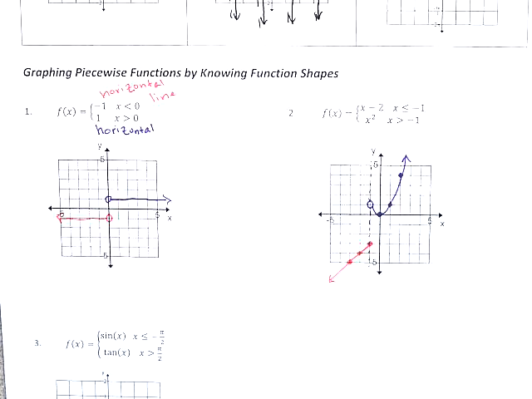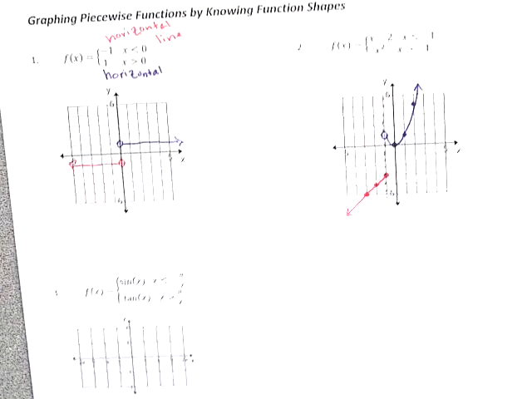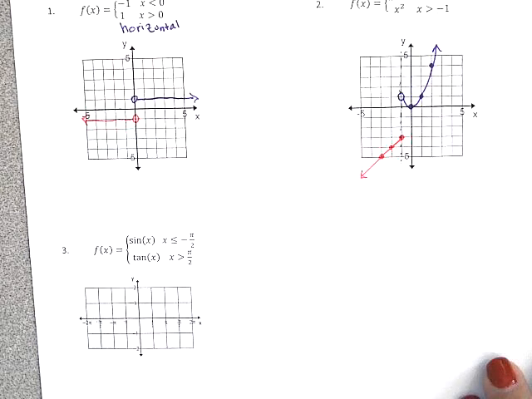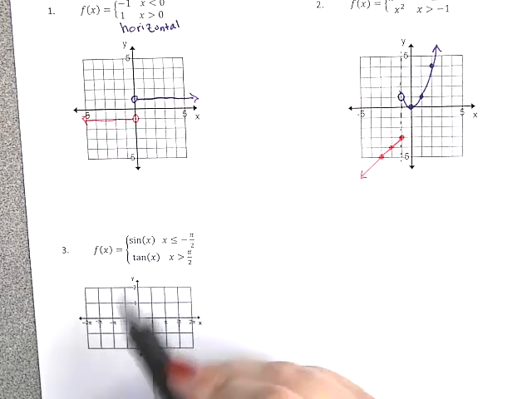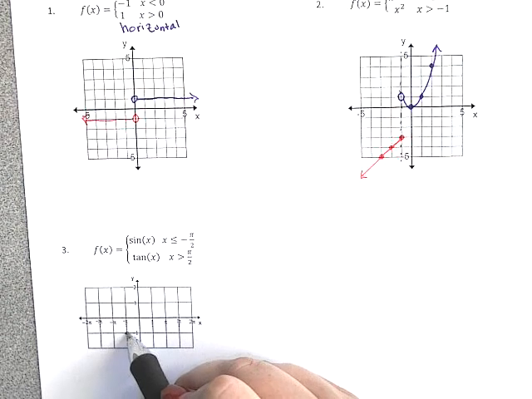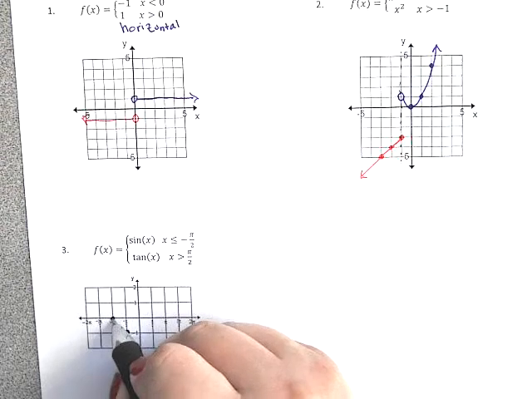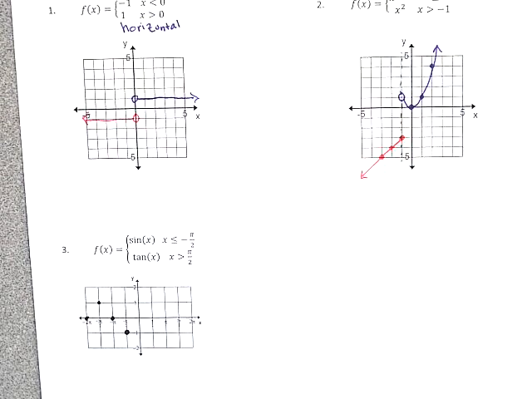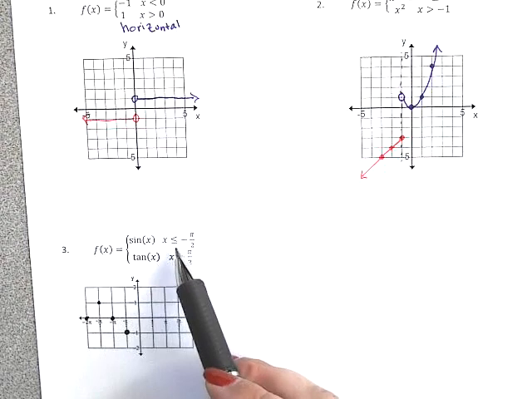It's much faster than using the tables. We save ourselves a lot of time. All right, then we've got this sine function for x is less than or equal to -π/2. Well, we know that at -π/2, the sine function is -1. And then we know that it goes up and up to the max and back down to the middle. And that is a closed circle at -π/2, -1 because it's included.